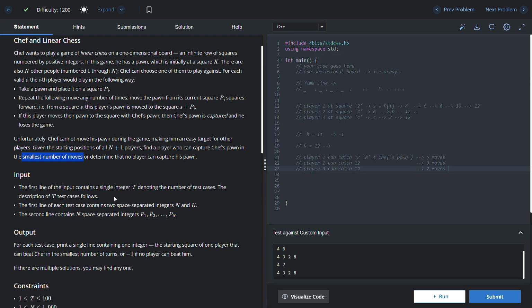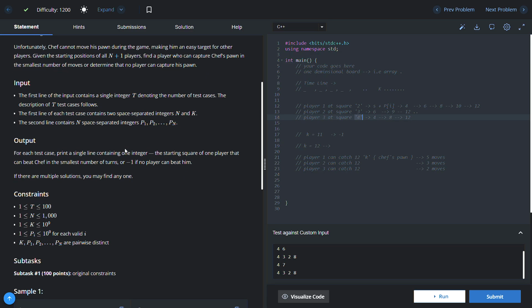Okay. Find a player who can capture chef's paw in the smallest number of moves. That means that is what we have to return. There are three possibilities to catch 12 by n players, but here the minimum moves we found is 2 moves. For which player? That is the third player, right? So we have to return that specific player who can catch the K in the smallest moves.